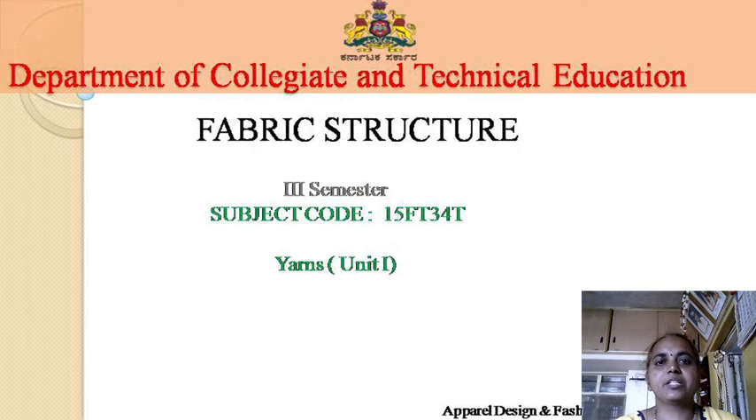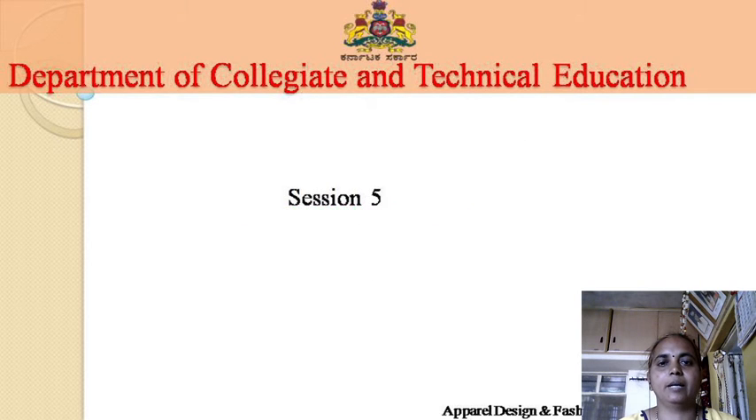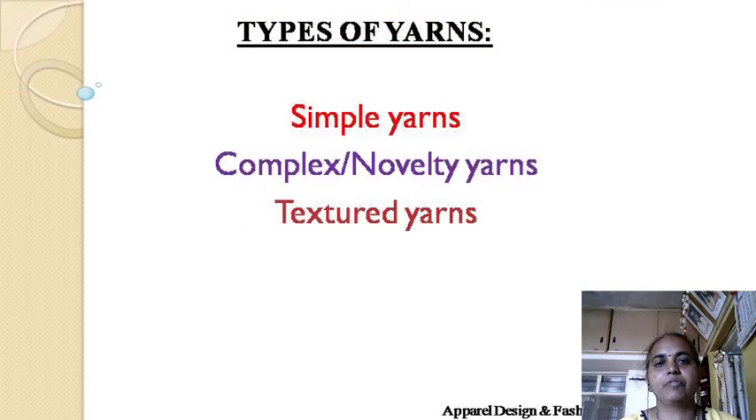I am continuing the session. Yesterday you discussed the novelty and fabric structure. Third semester subject, subject code is 15FT 34T. First unit is yarn. Today's session is the fifth session.